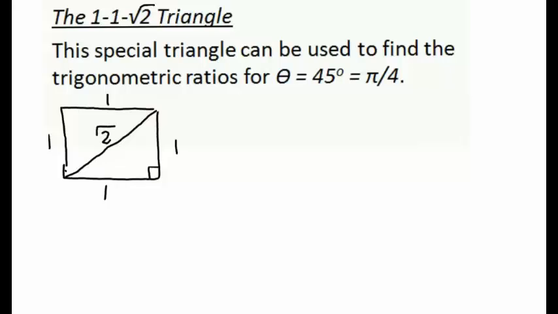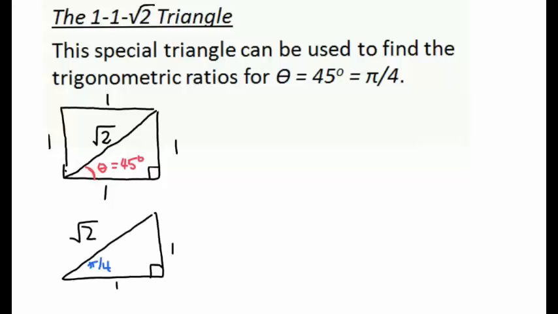So I'll let you prove that by using the Pythagorean theorem. It's also possible to note here that this reference angle down here is 45 degrees, or pi by 4 radians. That's because it's exactly half of our original angle, which was 90 degrees. So sometimes this special triangle is called the 1, 1, root 2 triangle, and it's used to find the trigonometric ratios for pi by 4 or 45 degrees.